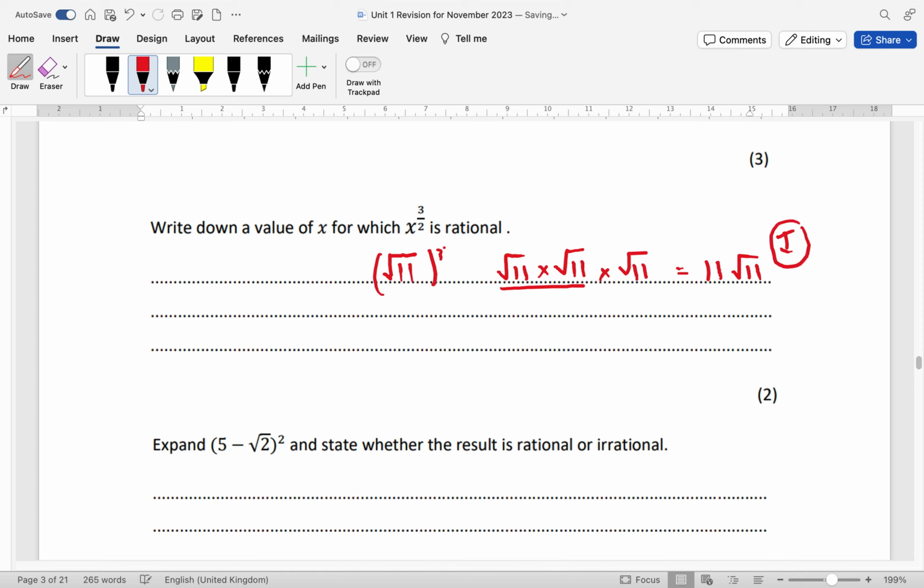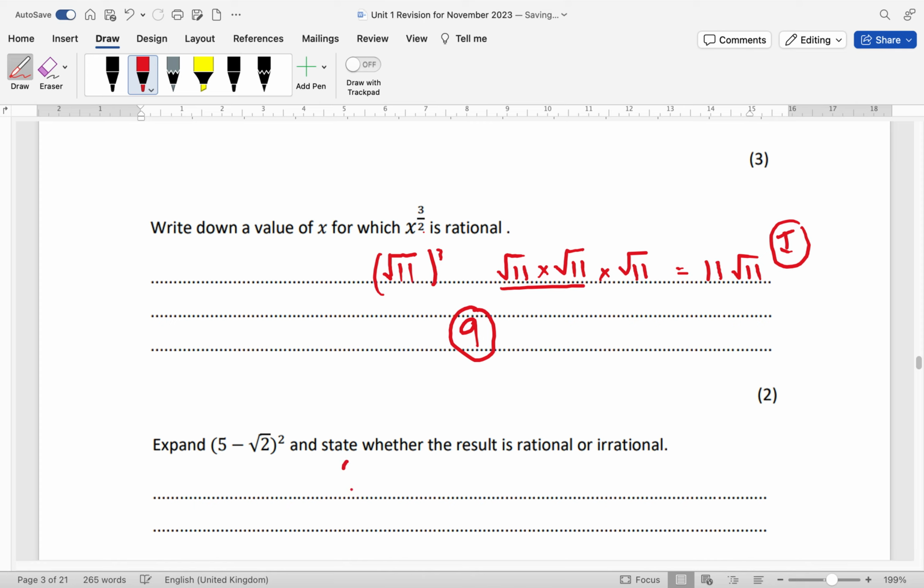But hopefully you can see the reason it hasn't worked is because 11 didn't have a square root. Whereas if I'd gone with 9, the square root would have been 3, 3 cubed would have been 27, and the answer would have been rational. So any number with a square root here will give you a number answer, which is rational. So I'm going for the answer 9. I would accept 1, 4, 9, 16, 25, 36, and so on.